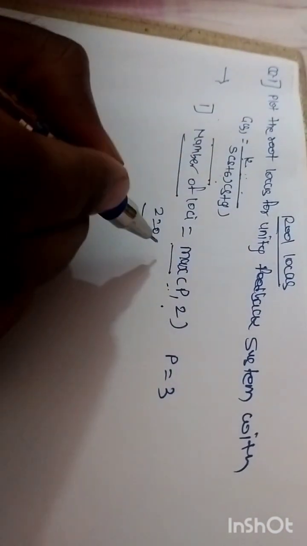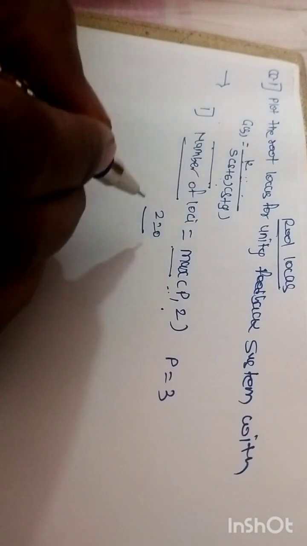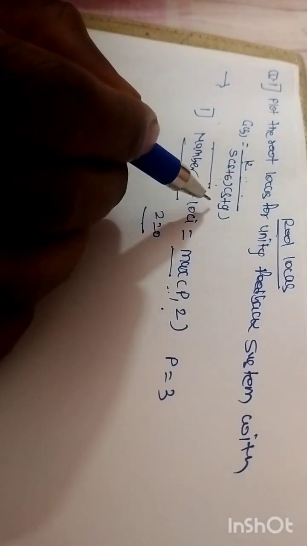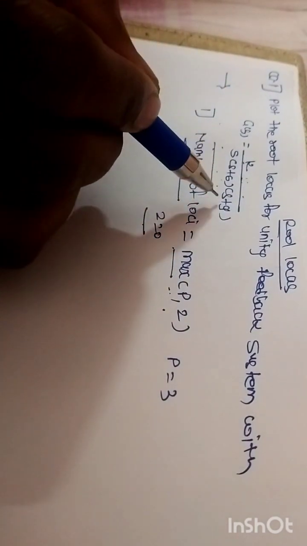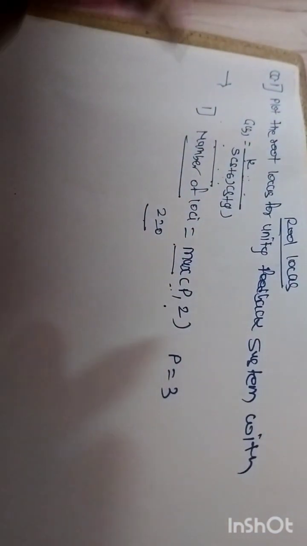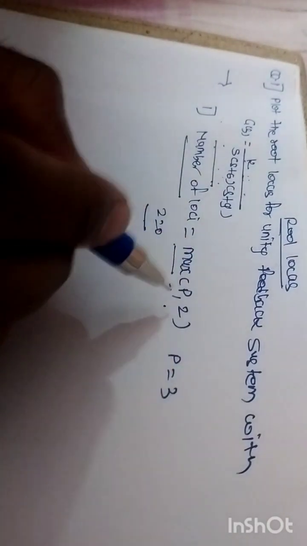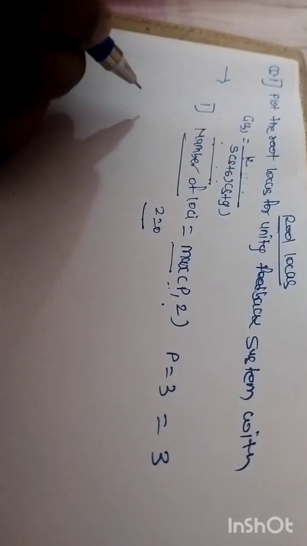So the number of loci equals the maximum number of either poles or zeros. In this system equation we don't have any zeros, and we have 3 desired frequencies, located at the origin, -6 and -9 on the pole-zero plot. So we have 3 loci. Here I will write: number of loci equals 3. So this is the first step.